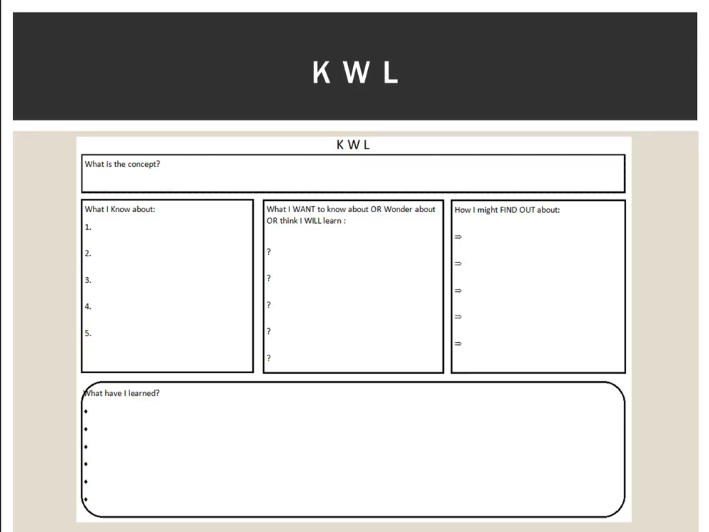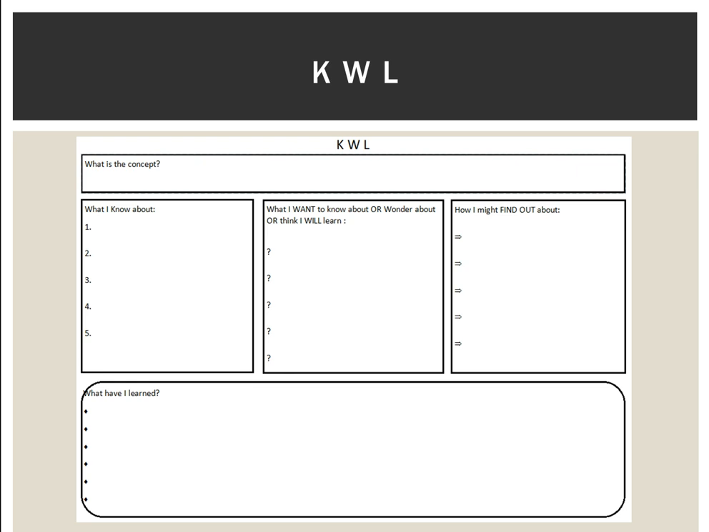In the next section, what do you want to know, or what have you wondered about, or you think you will actually learn about that particular topic? And the next one is how might you actually find out about that topic? Where will you go to find out the information? And then the last one, after you've completed all those and you've done your bits and pieces, is you come back and do a review and go, what have you actually learned?